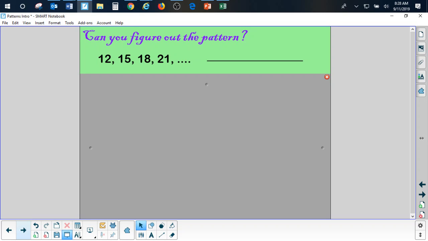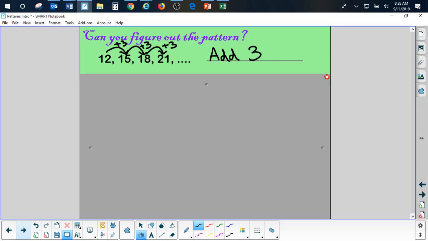So in this sequence, we have 12, 15, 18, 21. We have to figure out the pattern first. And if we're looking at the numbers, I start at 12 and try and get to 15, I know I have to add 3. So we want to make sure we can add 3 every single time before we say that's definitely our pattern. Next, when I get from 15 to 18, I have to add 3 again. And from 18 to 21, I have to add 3 again. So now I know my pattern is definitely going to be add 3 to my previous term.